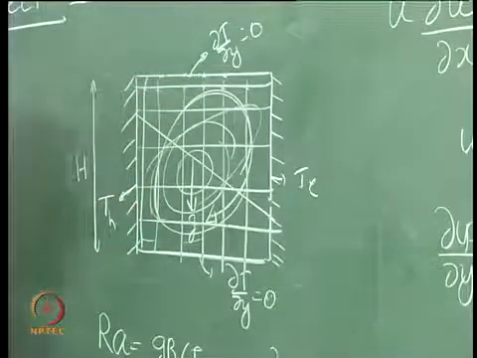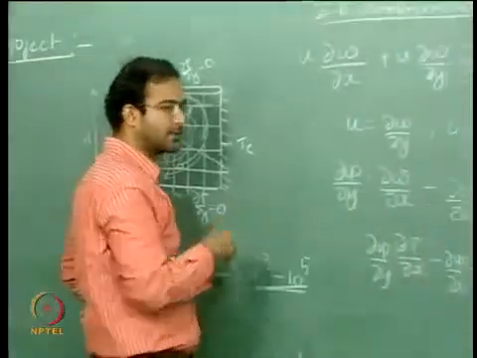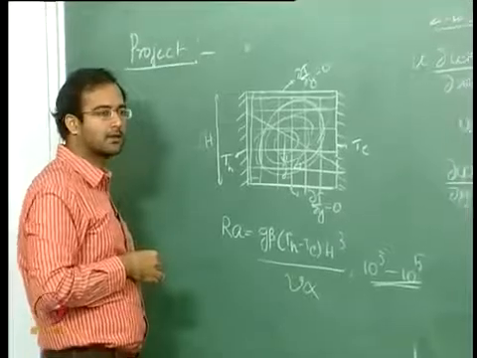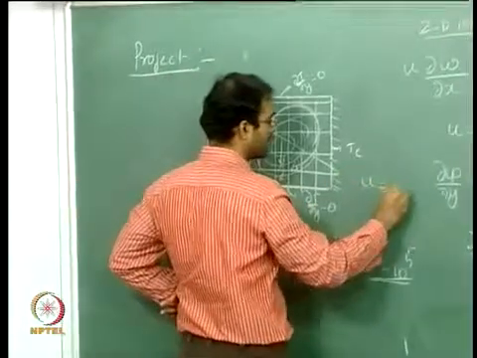And as far as the boundary condition for stream function is concerned, you have to apply the no slip condition at the walls, u equal to 0 and v equal to 0.